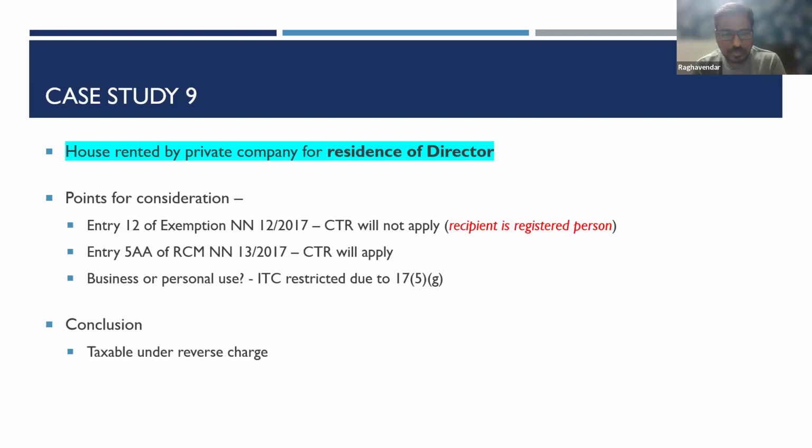The company has to pay, and ITC is available, but the question here is whether it could be treated as for the purpose of business or not. So ITC restriction, in my view, 17.5G personal consumption, ITC will be restricted under that clause. But it is again an open point. Whether this 17.5 restriction will apply or not is yet to be tested.